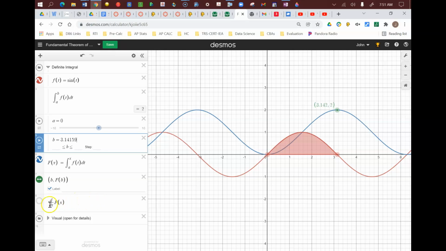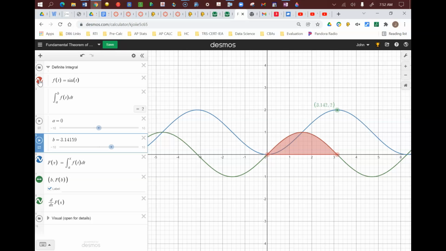So in a minute here, I'm going to graph the derivative of capital F of x. And to see that, I'm going to click this button and watch what happens to the graph of the sine function. Watch what happens to the red graph. You'll notice it turned green. So what does that mean? That means that the derivative of the integral of the sine function is the sine function.